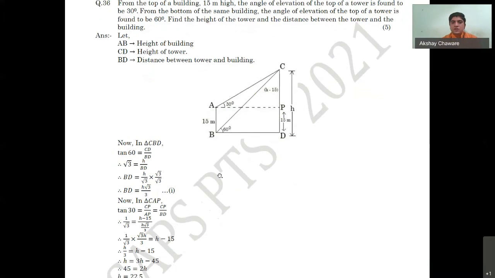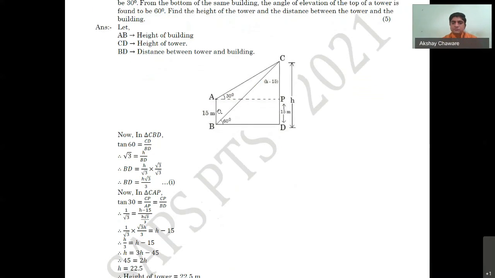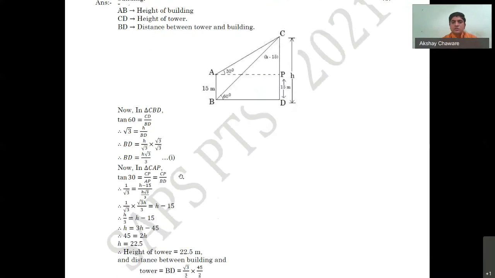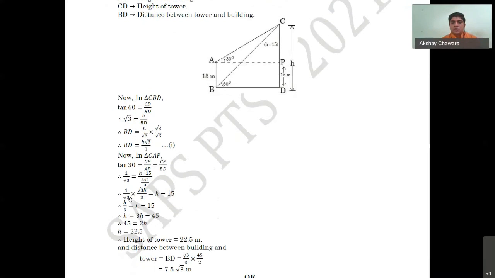Now in triangle CPA, 30 degrees is the angle of elevation. So opposite upon adjacent again. So it is H minus 15 upon BD. And BD we have just calculated as H√3 upon 3. So 1 by √3 into √3H upon 3 is equal to H minus 15. H by 3 is equal to H minus 15. H is equal to 3H minus 45. And H is equal to 22.5.